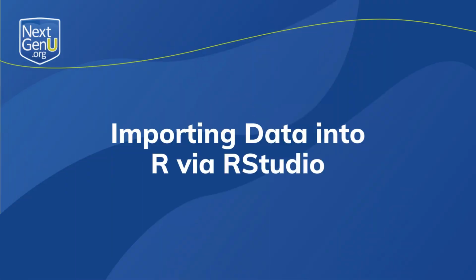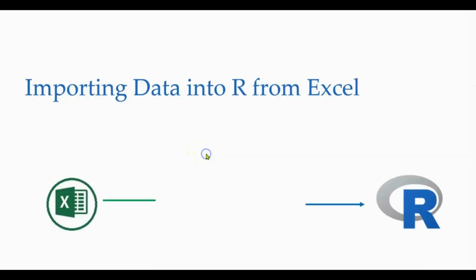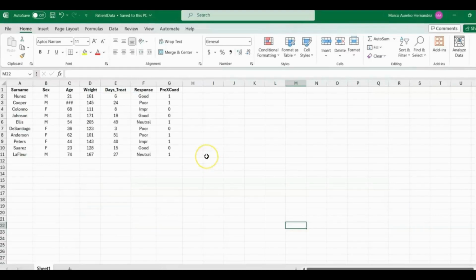This video is on importing a data file into R from Excel via RStudio. The file that we are importing is a data frame called patient data, and here it is. It has 10 observations across 7 variables.